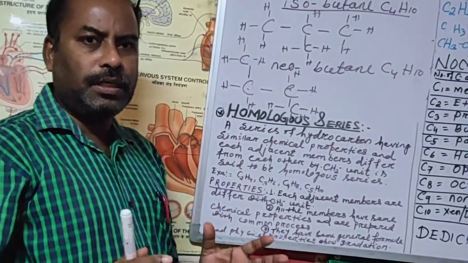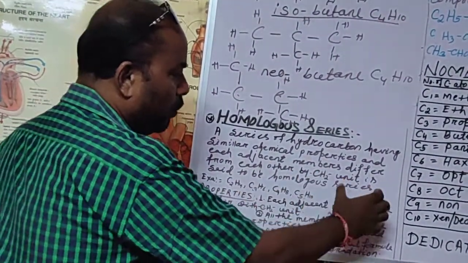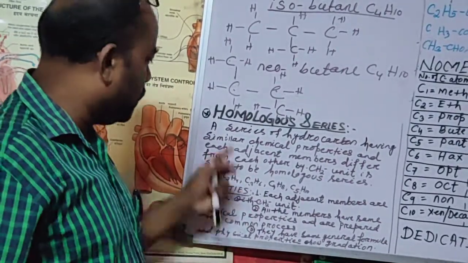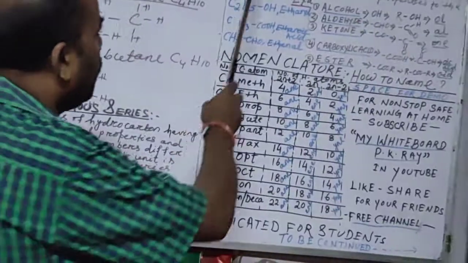Their physical properties showing gradation means from here to here they will be gas, from here to here they will be liquid, from here to here it will be solid. So this is called the homologous series and their properties. Next we will come to the functional group.